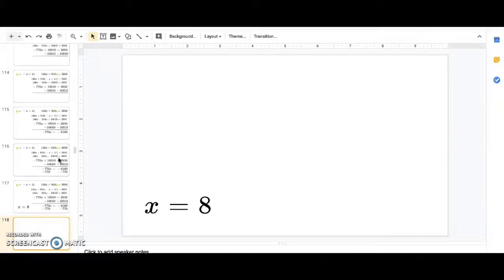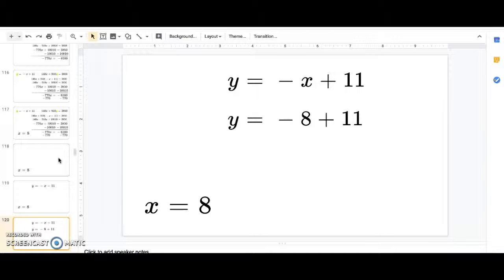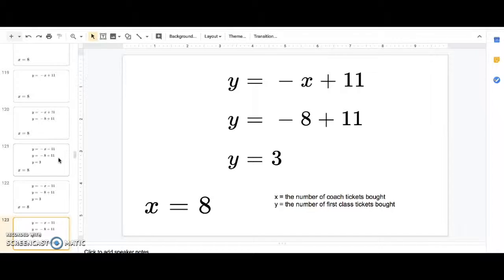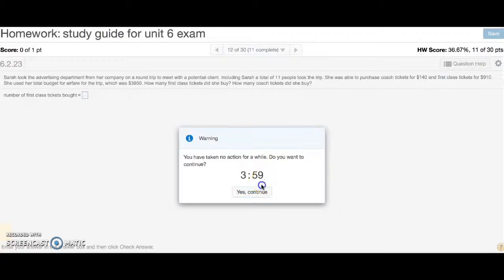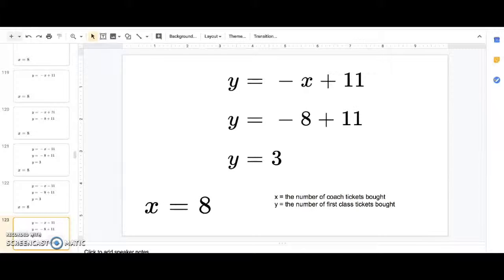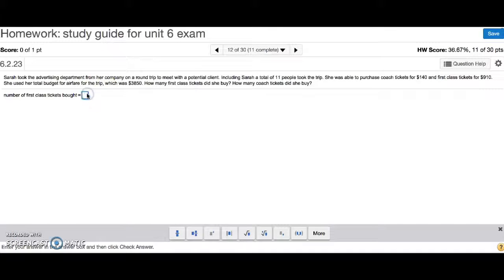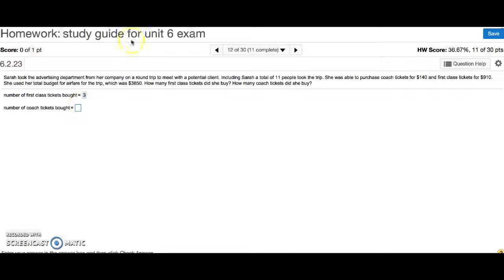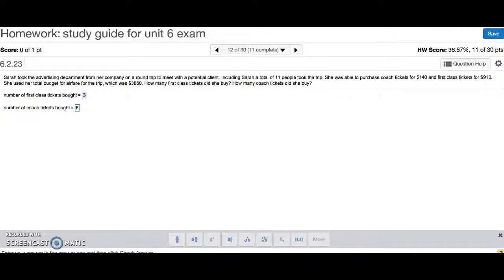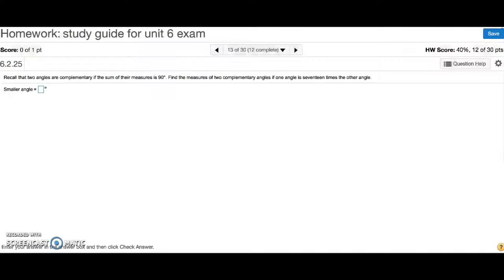Now I need to find y. I'll substitute that in for my equation for y, and I'll get y equals negative 8 plus 11. So negative 8 plus 11 is 3. Now remember that x is the number of coach tickets bought, and y is the number of first class. So my first answer wants the number of first class, so that would be y being 3. So I will have 3 for first class, and I will have 8 for coach. And that would be my answer for number 12.